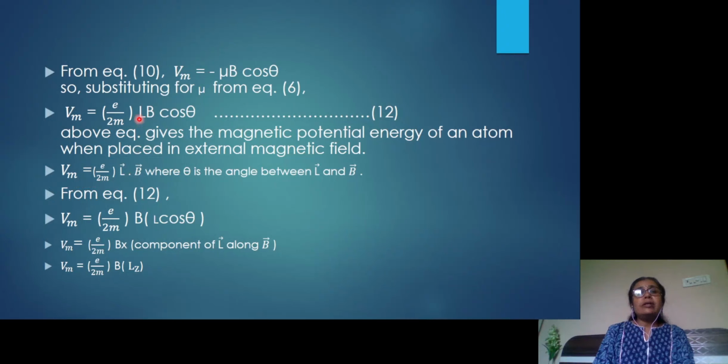I can also write this equation number 12 as Vm is equal to e upon 2m B into L cos theta. What is L cos theta? This is nothing but the component of L bar along vector B bar, and we denote this component of vector L bar along B bar as Lz if we take B bar to be along the Z axis. So Vm is equal to e upon 2m into B into Lz.